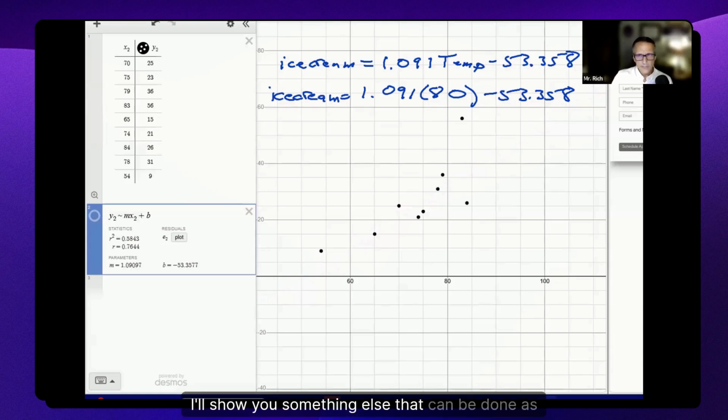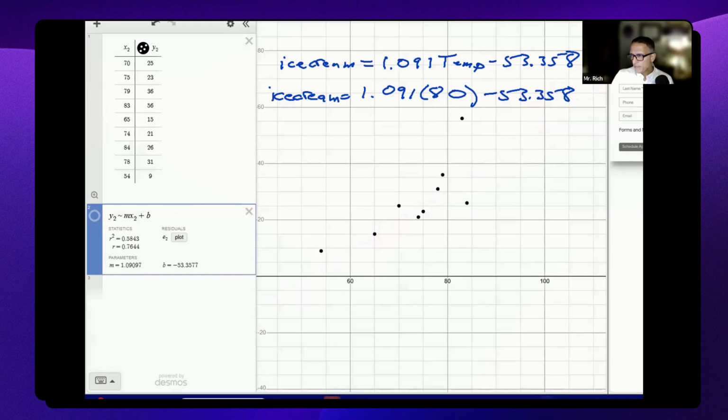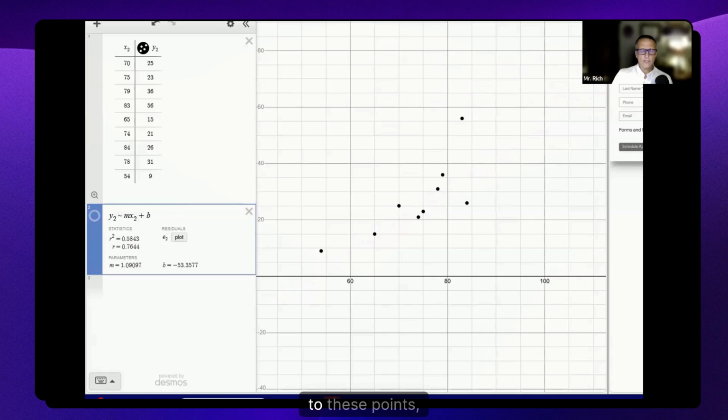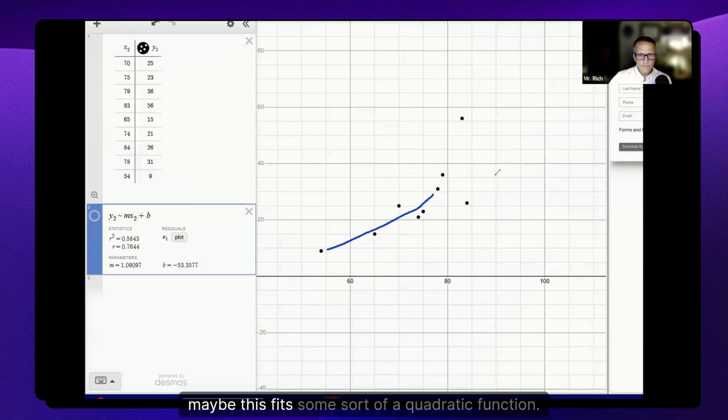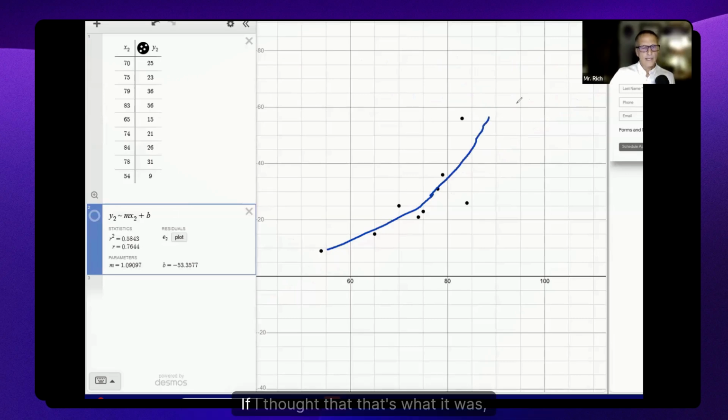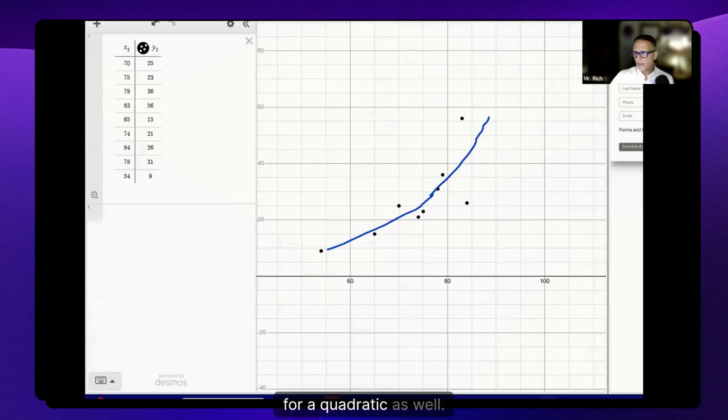I'll show you something else that can be done as well. If you notice, there's a slight maybe curvature to these points. You might say, well, maybe this fits some sort of a function. Maybe it's something like that. If I thought that that's what it was, I could tell Desmos to come up with an equation for a quadratic as well. I'll show you how I could do that.